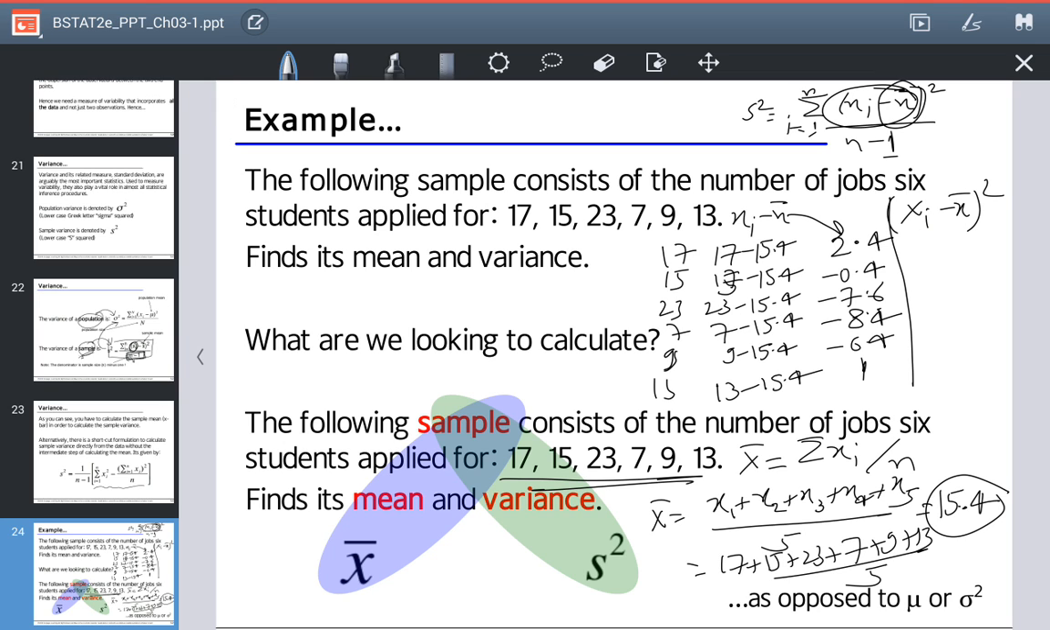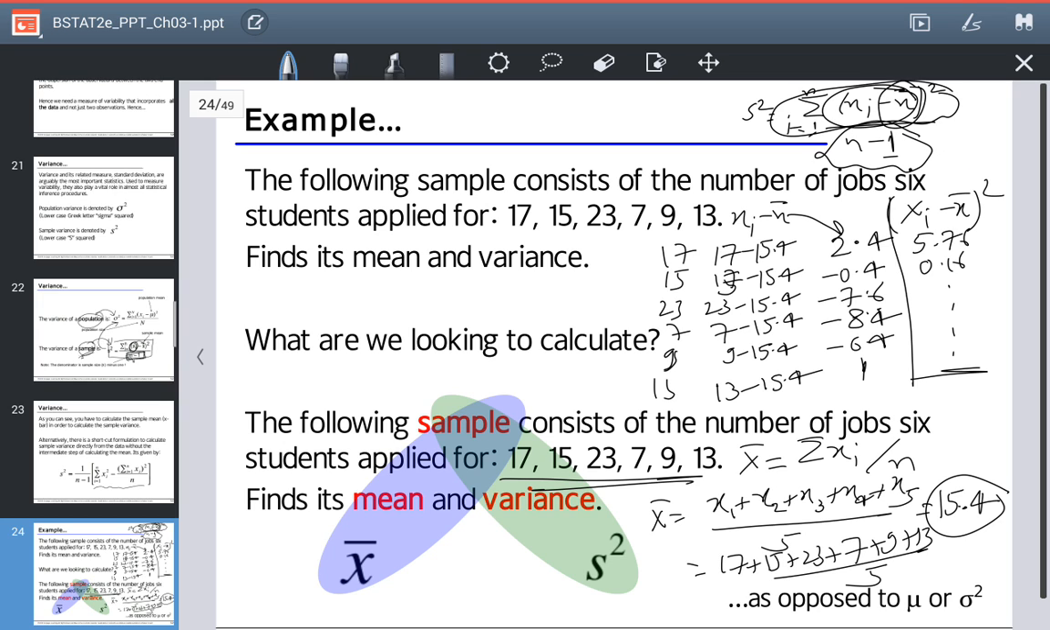So 2.4 square. I will just do a few of the calculations and then go to the results. 2.4 square is nothing but 5.76. This is 0.16 and so on. Okay. And then you sum these values. If you sum these values, you will get the numerator, and then you divide the numerator by number of observations minus 1. The number of observations were 1, 2, 3, 4, 5, 6. So n minus 1 equals 6 minus 1 equals 5. So you divide the whole thing after summing this up by 5.